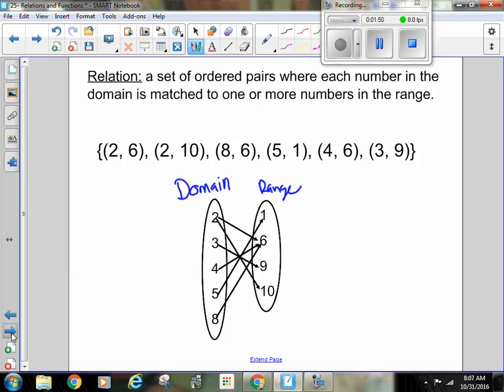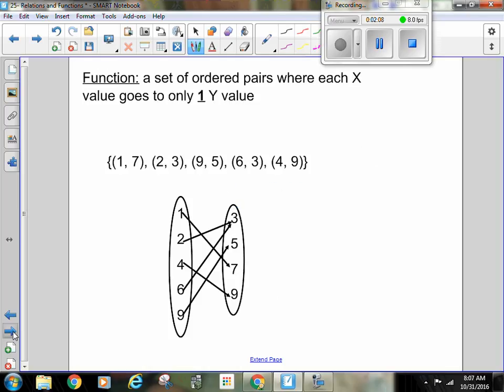And you see that there is an arrow from every x to every y. So they match up. And here we have 2 goes to 2 different numbers, and that is just fine. And 6 has 3 numbers that come to it. That's just fine. Next, we're going to talk about a function.